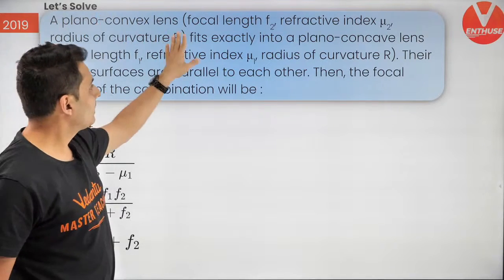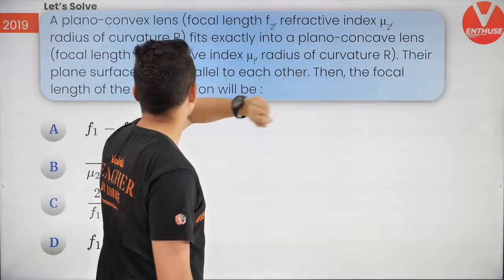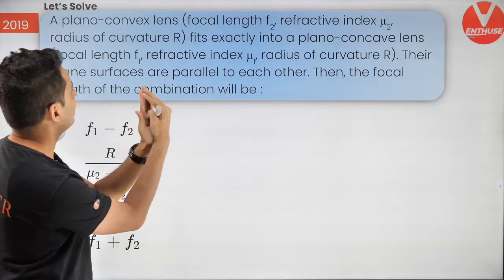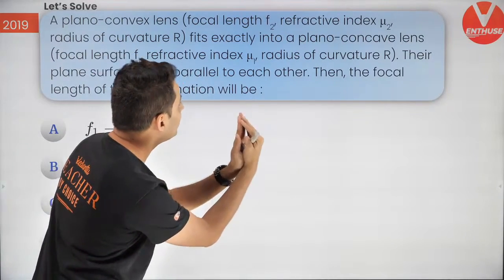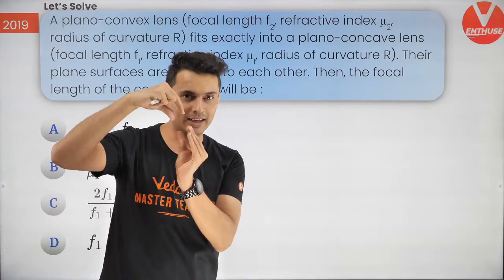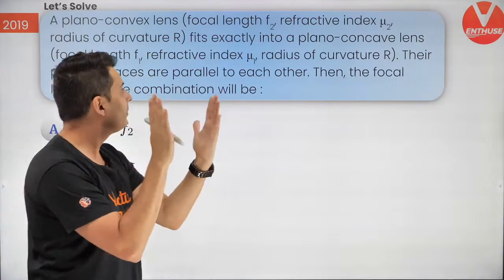There is a plano-convex lens of focal length f2, refractive index mu2, radius of curvature r. Visualize it, it fits exactly into a plano-concave lens. Imagine plano-convex fits exactly into plano-concave. Together, what will they behave like?